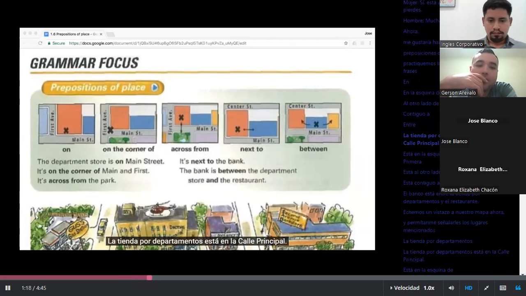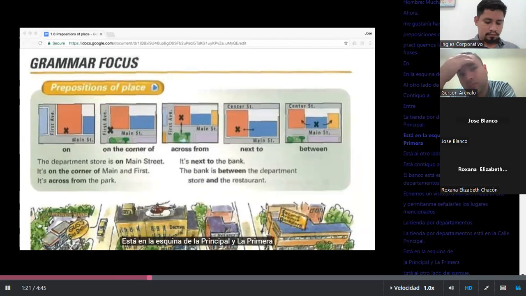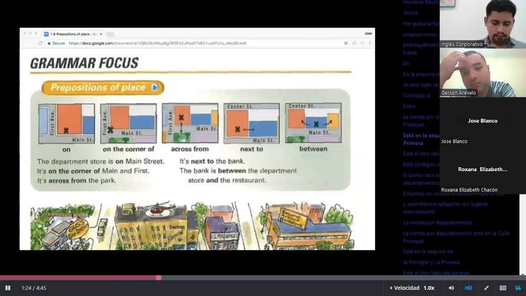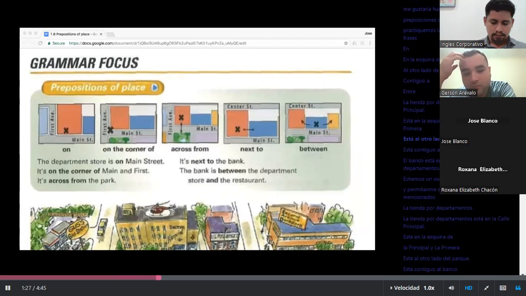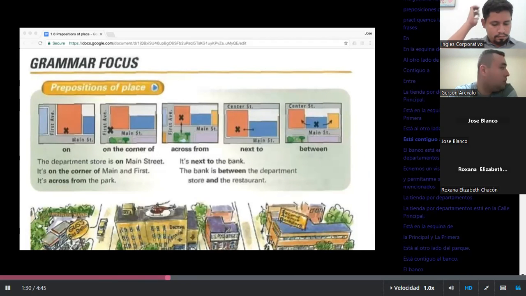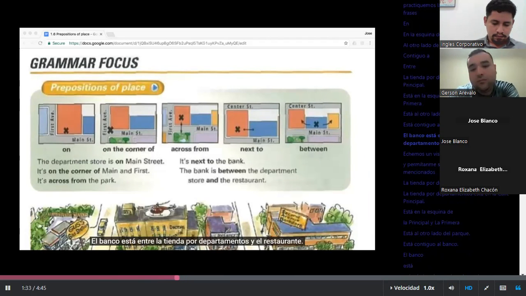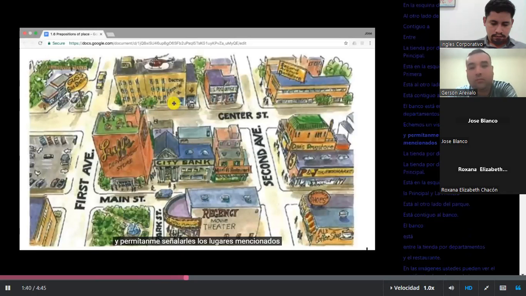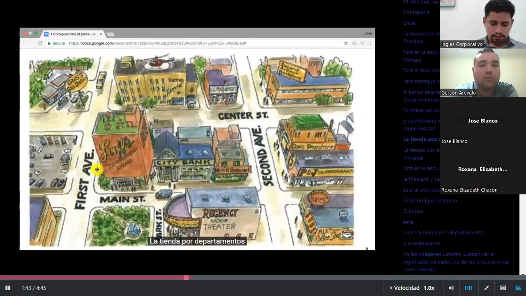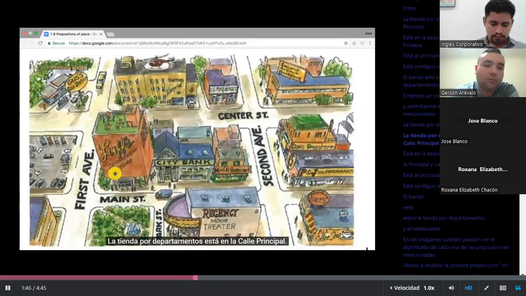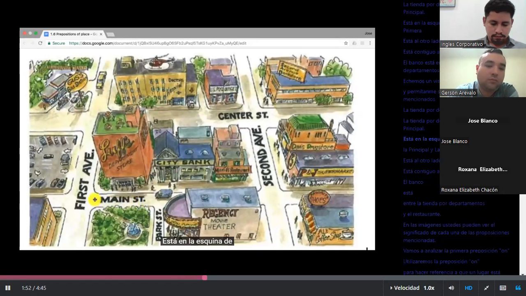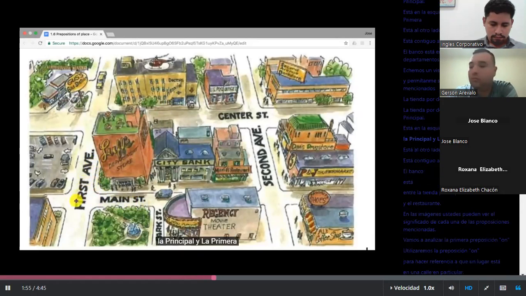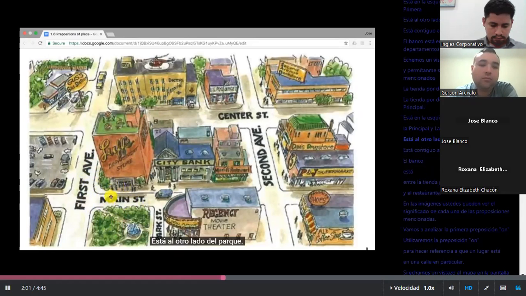The department store is on Main Street. It's on the corner of Main and First. It's across from the park. It's next to the bank. The bank is between the department store and the restaurant. Let's take a look at our map now, and let me point out the locations mentioned. The department store. The department store is on Main Street. It's on the corner of Main and First. It's across from the park.